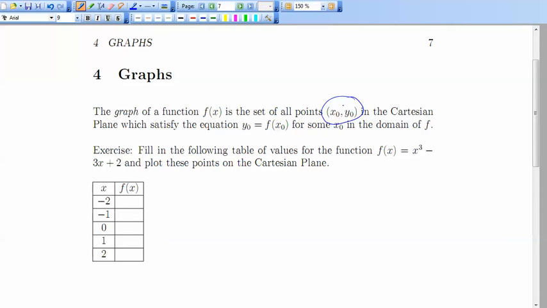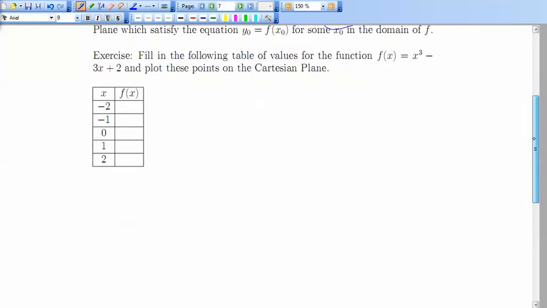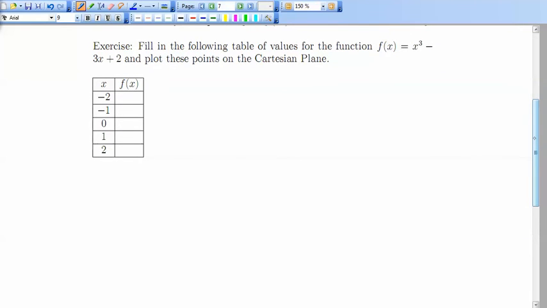Now, for instance, we might take a look at a function like this, x cubed minus 3x plus 2. And this is the only time I'm going to do this in the course. I'm actually going to plot this function just by plotting a few points and connecting the dots. This is not generally a good idea, but we're going to have to start somewhere.